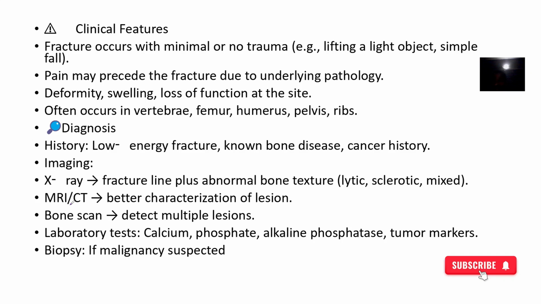Okay, the clinical features: fractures occur even with minimal trauma. Even with just a little trauma, there'll still be fractures, and pain may precede the fracture due to an underlying pathology. There's deformities, there's swelling, there's loss of function at the site, and it often occurs in the vertebrae, femur, the humerus, or the pelvis.